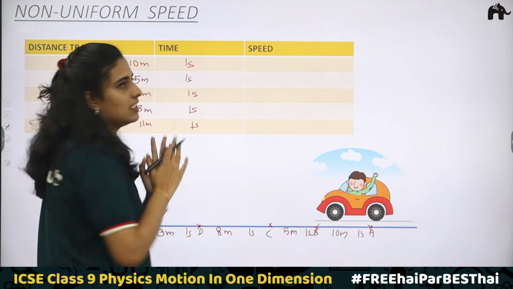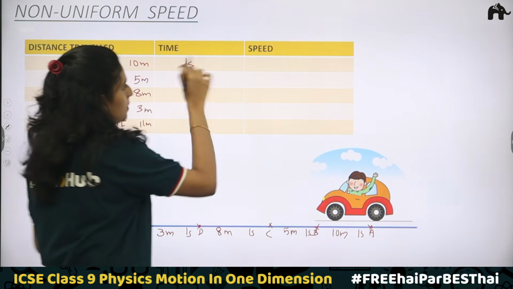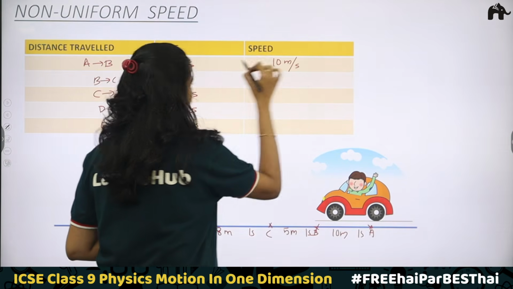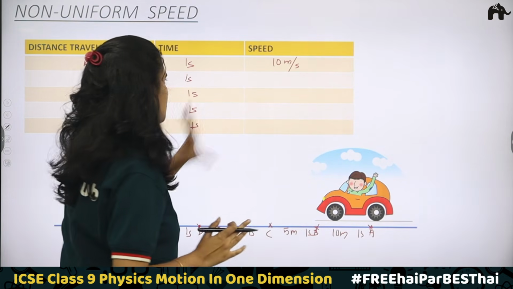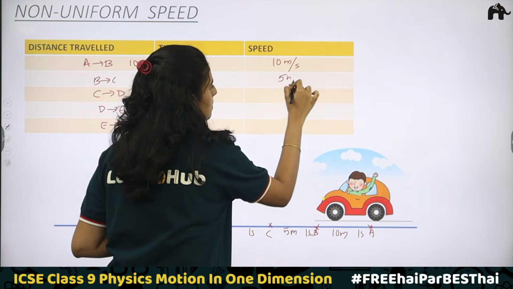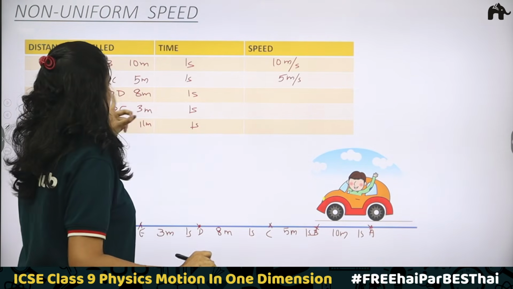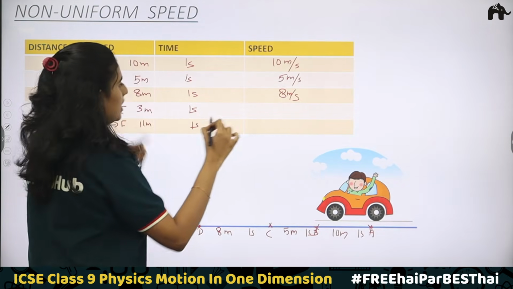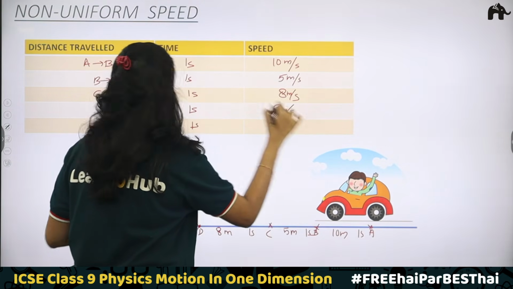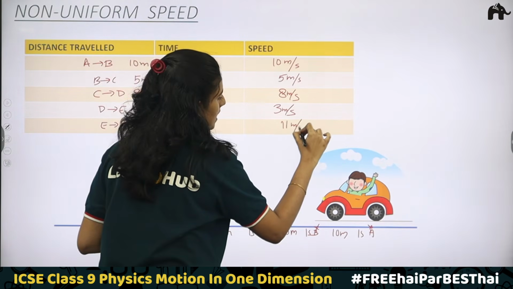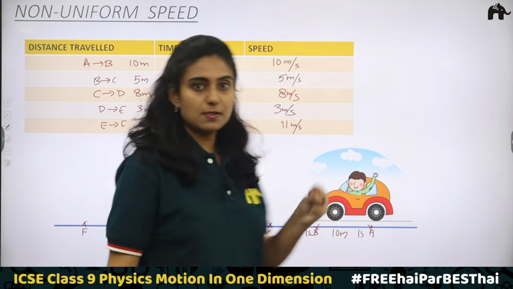Okay, here what are the speeds? First from A to B, he is traveling at a speed of 10 meter by 1 second, which is 10 meter per second. B to C, he is traveling at a speed of 5 meter per second. C to D, 8 meter per second. D to E, 3 meter per second. And E to F, 11 meter per second. So these are his speeds.